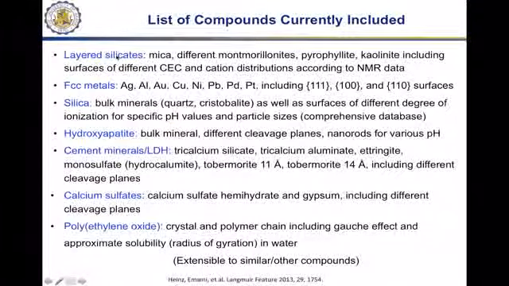So here we have, for example, layered silicates currently included, FCC metals, silica, bulk, and also the different surfaces as a function of pH. The surface chemistry changes quite a bit, and this is something we capture. Then apatites, cement minerals, calcium sulfate, and we also worked on some polymers. This is, for example, taking into account the gauche effect and particular folding preferences that are represented in the model.